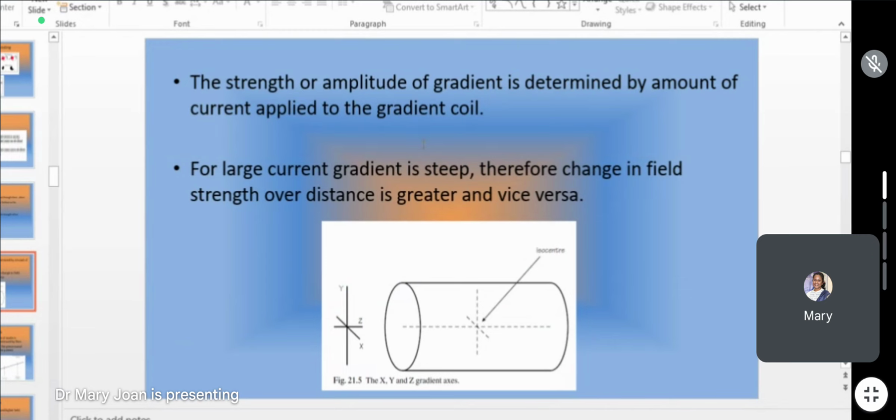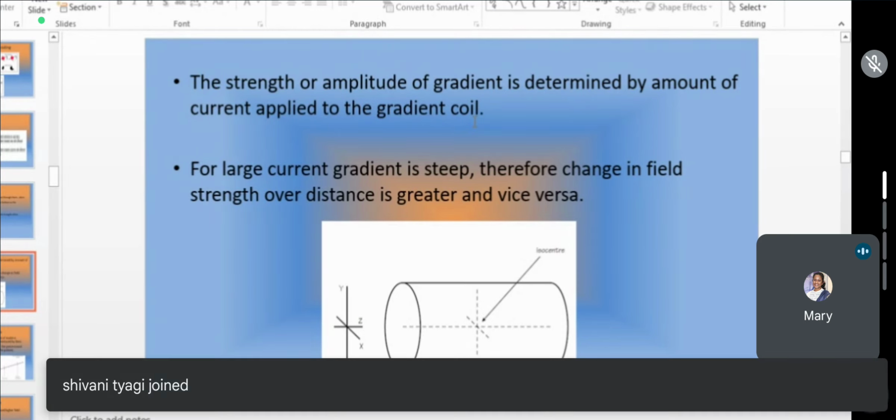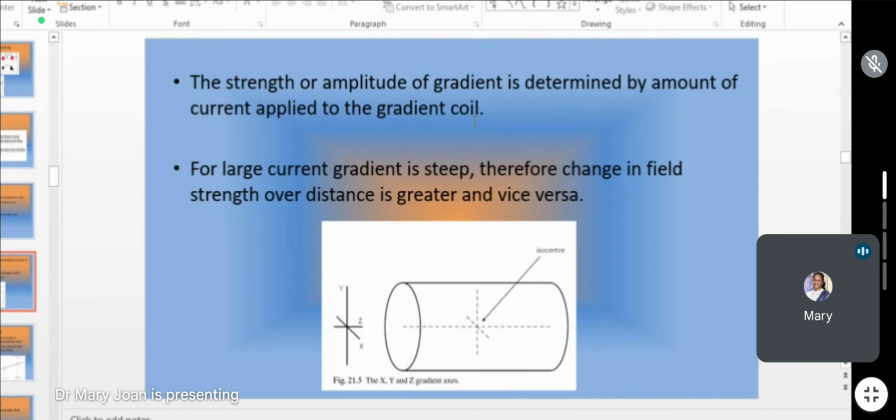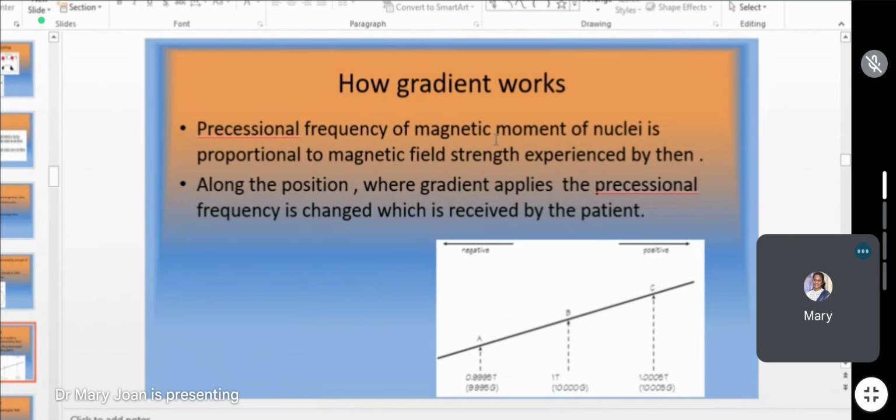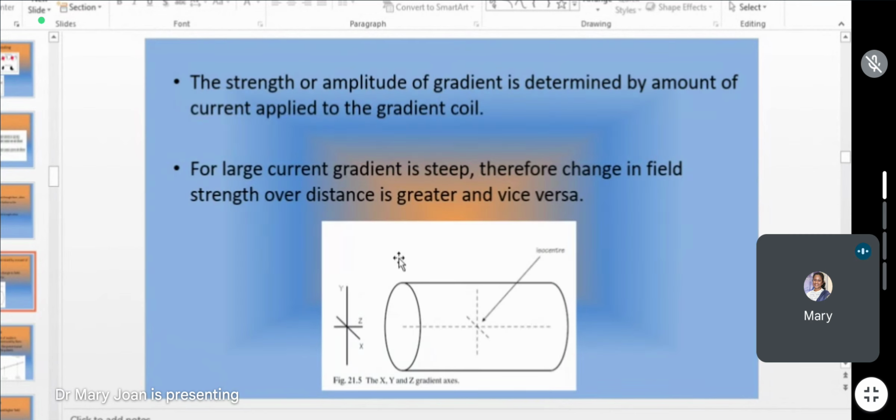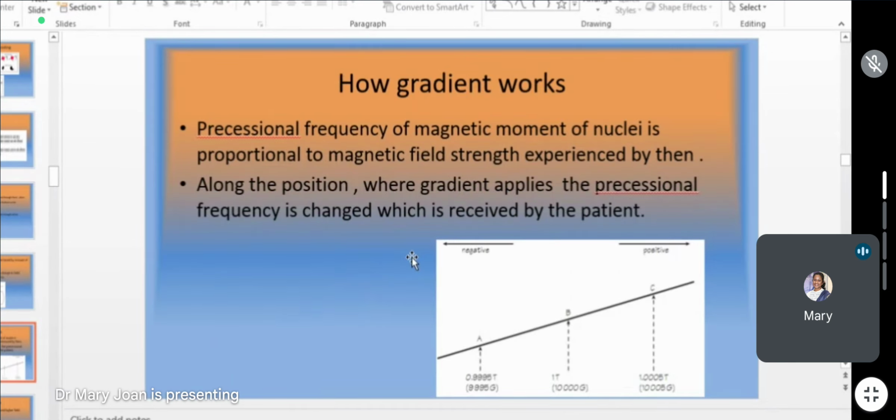The strength or amplitude of the gradient is determined by the amount of current applied to the gradient coil. So for large current, the gradient is steep and therefore the change in field strength over distance is greater. And for small current, the gradient will be shallower and the change in field strength is smaller, and vice versa. When more power is given, we will have a faster or steeper gradient. So if we have a steep one, the difference with respect to time will be greater, no? We will come to that. So if it is steep, the change will be greater, and if it is shallower, the change will be lesser with respect to distance or position of the nuclei.